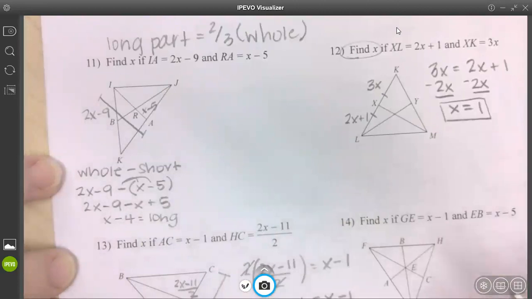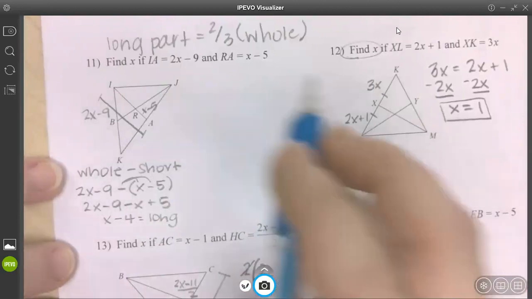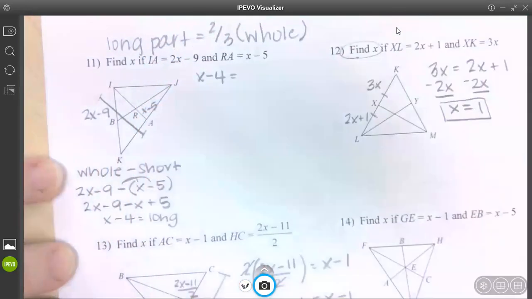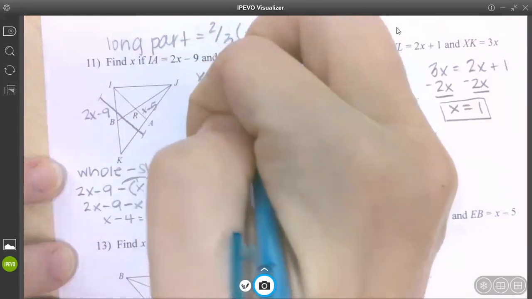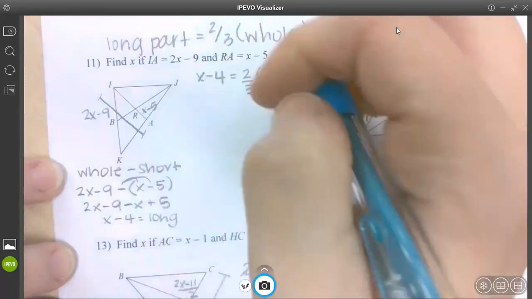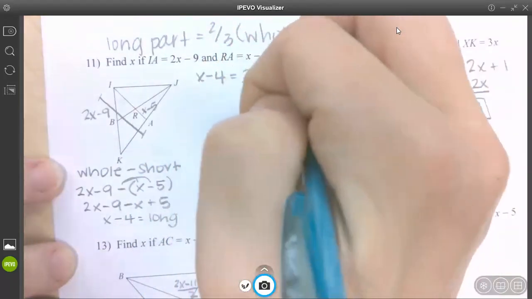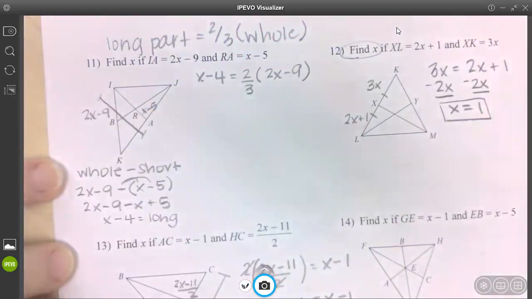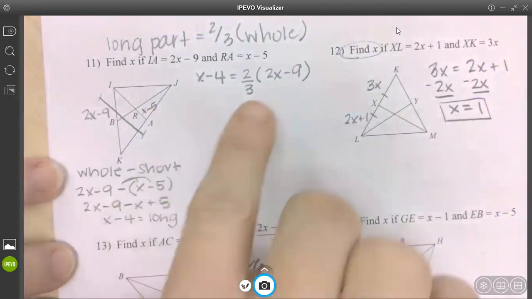So you can do a regular formula. So that's why this is a little bit harder. That's why I skipped 11. It's because you have to find your long part first using your whole and your short. So again, long part, now everything is normal. x minus 4 equals 2/3. And they gave us the whole line was 2x minus 9. We're just trying to solve for x. So this is just like normal now. So this was the different part. And now we're back to normal.